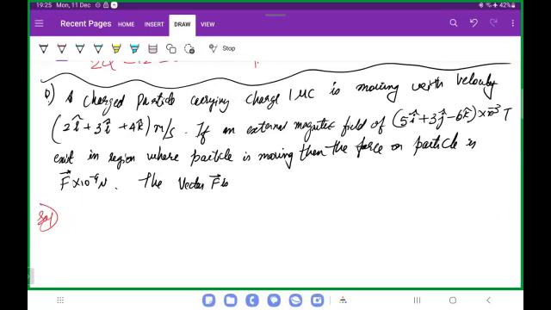Sir, do we have to take the determinant for this? Yeah, because this is all in i, j, k. No, you can solve it anyhow, but the determinant will be easy, I guess. Okay, sir.